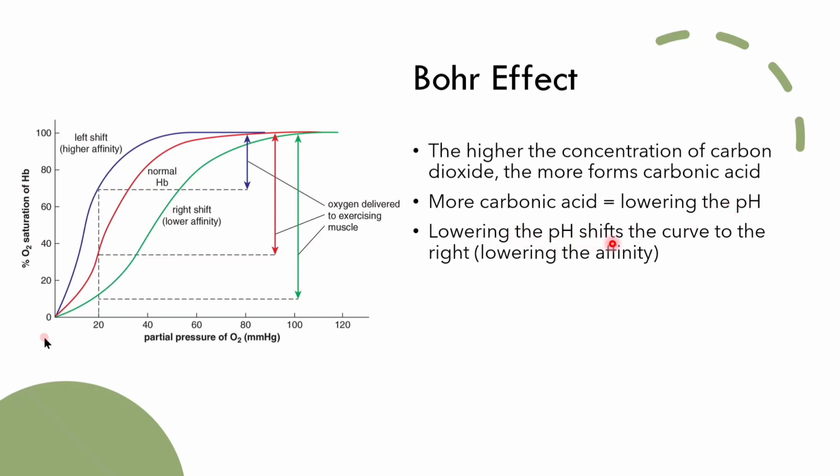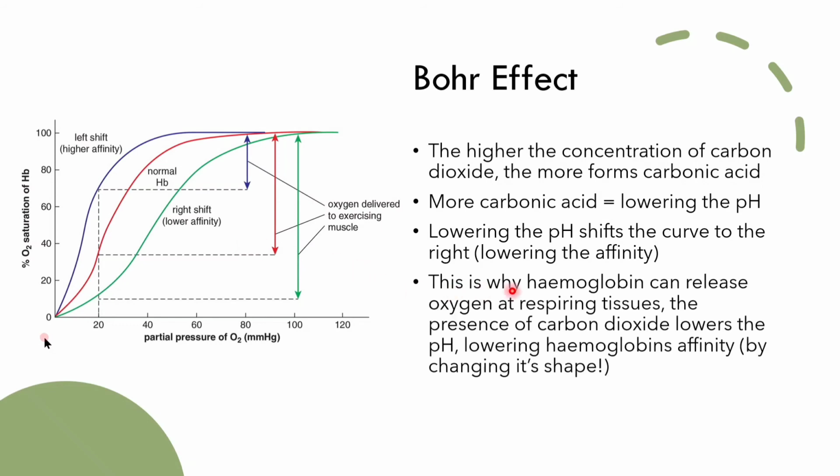And so the lowering of the pH shifts our hemoglobin saturation curve to the right. And as we saw on the last slide, shifting it to the right lowers the affinity. So the hemoglobin is less attracted to oxygen.